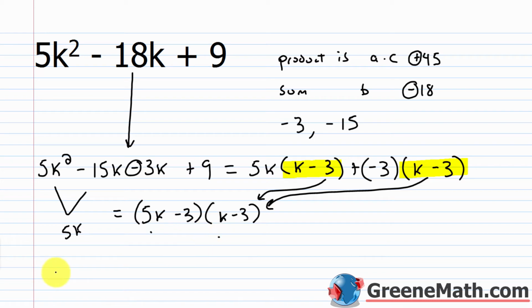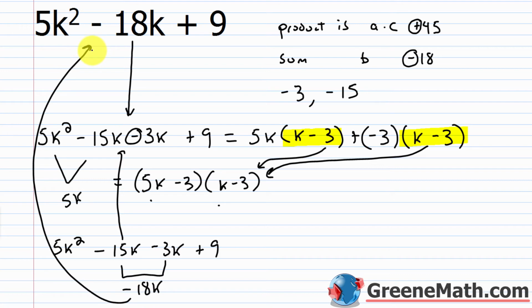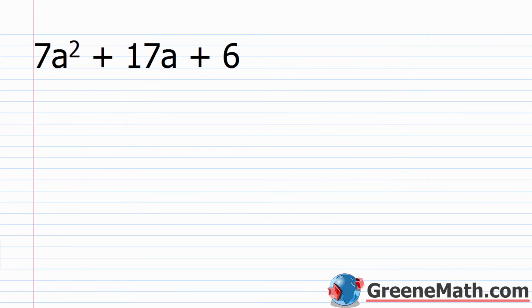5k times k is 5k squared. 5k times -3 is minus 15k. -3 times k is minus 3k. And then -3 times -3 is plus 9. So you can see I got exactly back what I had here. If I combine like terms, I'd get -18k in the middle, and then I would have exactly what I started with there, 5k squared minus 18k plus 9. Okay, let's take a look at another one.